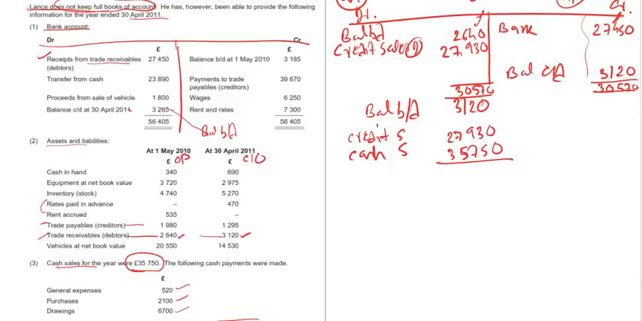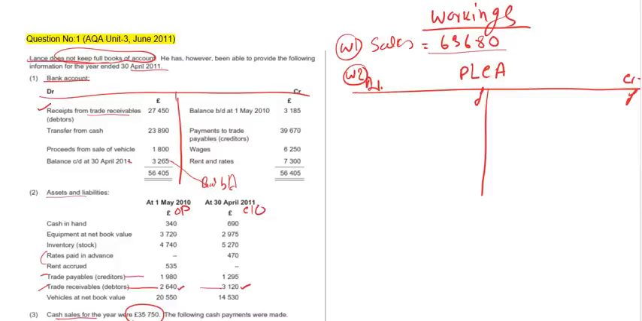If you add up these two, you get 63,680. That is your total sales, and that goes into your income statement. Okay, then our total sales is 63,680. Now we are looking for a purchase. We need to do the purchase ledger control account.